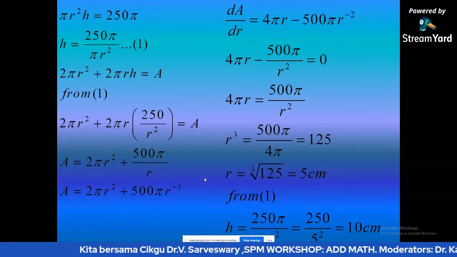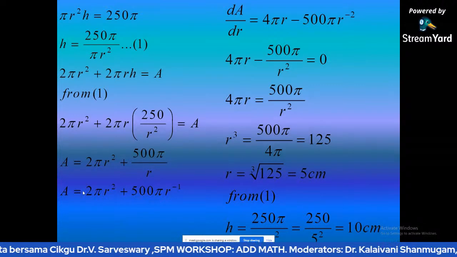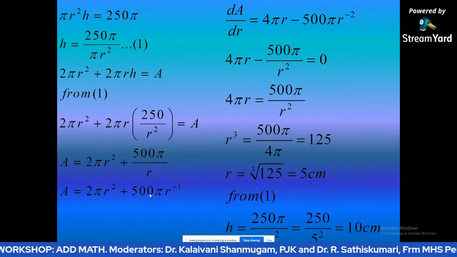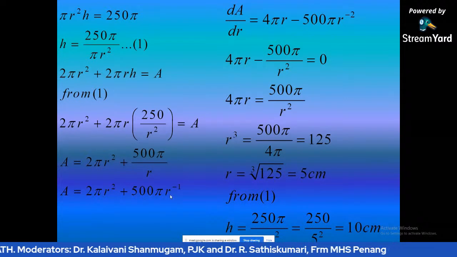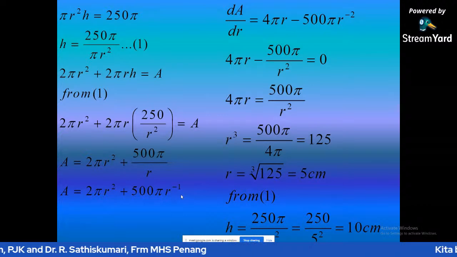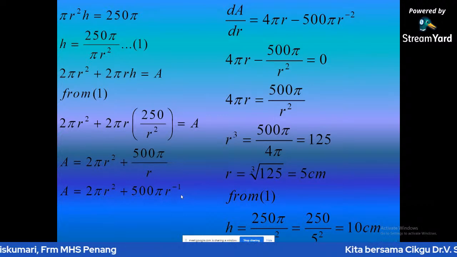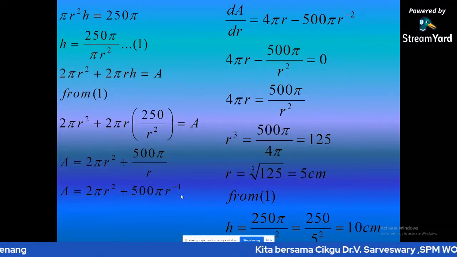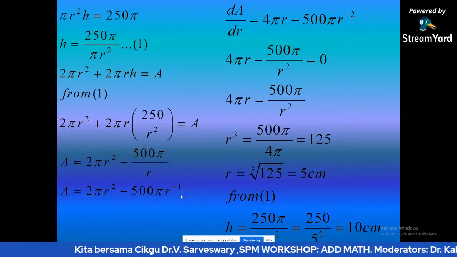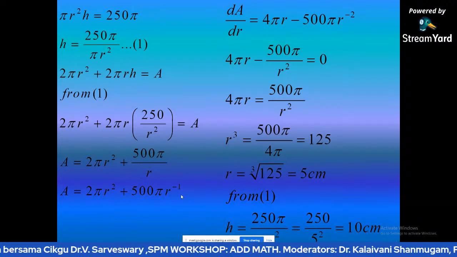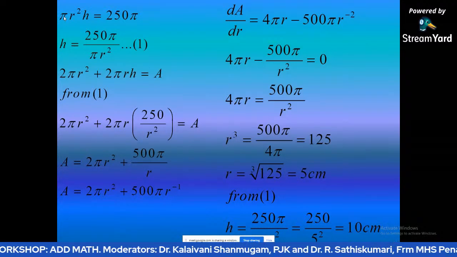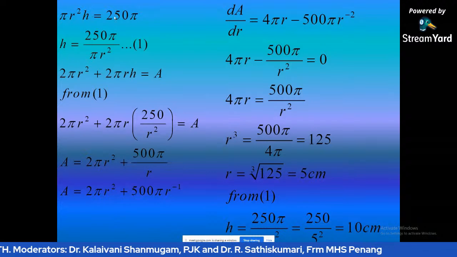Okay, look at my left hand side first. On the last row, A equals 2 pi r square plus 500 pi divided by r, or r to the power of -1. Your question number 9 in paper 2, normally it will be question 9 or 8 or 7. They ask you to prove that the area of the object given is like this. When you want to prove, you just play with what is given. Look at the top one, teacher has written what is given: the volume is pi r square h equals 250 pi.